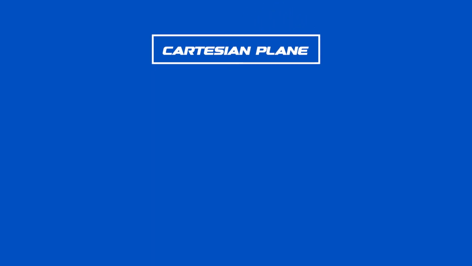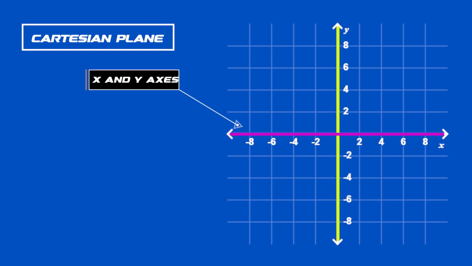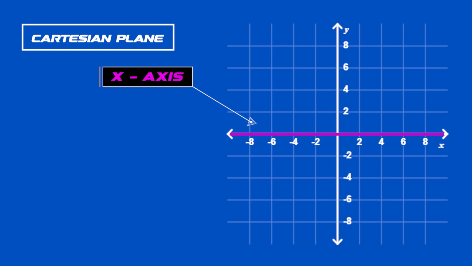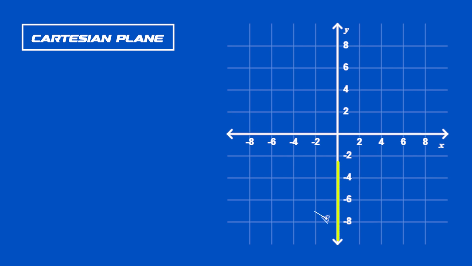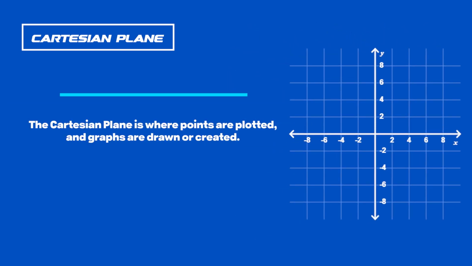A Cartesian plane is a two-dimensional coordinate plane where two perpendicular lines intersect. These lines are called x and y axes. This horizontal line is called the x-axis, and this vertical line is the y-axis. The point of intersection of these axes is called the point of origin. This is designated with the coordinates 0, 0. The Cartesian plane is the space where points are plotted and the graphs are drawn or created.